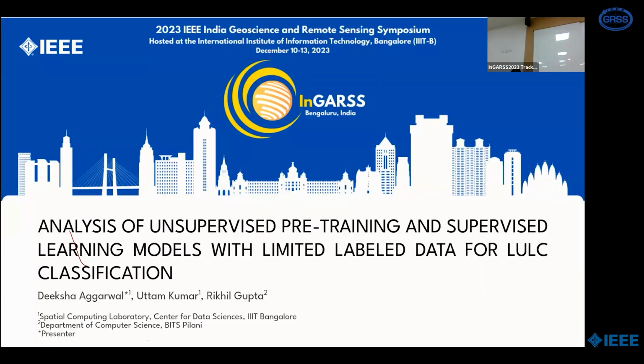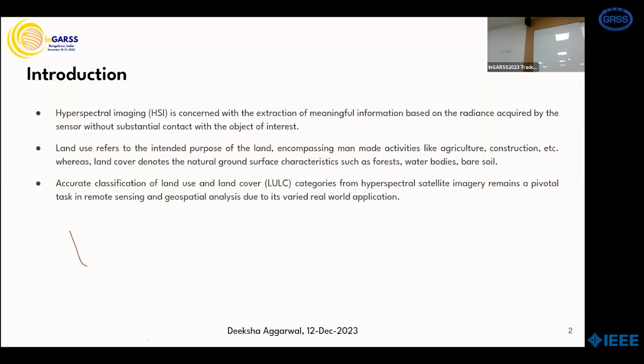I will be presenting a paper on analysis of unsupervised training and supervised learning models with limited label data for LULC classification. This paper is co-authored by Professor Uttam Kumar and Ritu Gupta. For the introduction, I would like to brief you about hyperspectral imaging, which is concerned with the extraction of meaningful information based on radiance acquired by the sensor without substantial contact with the object of interest.